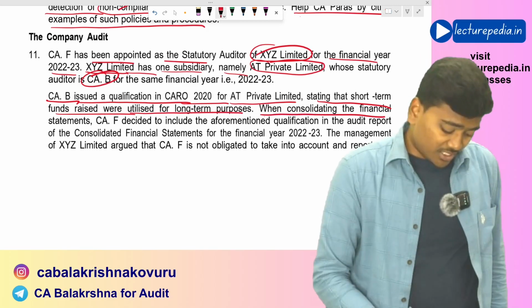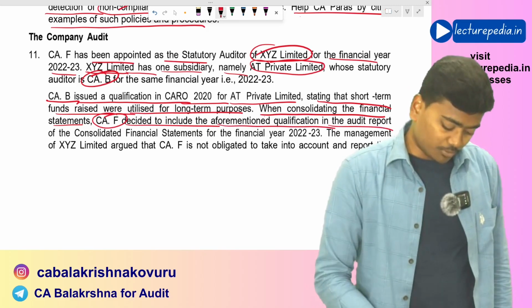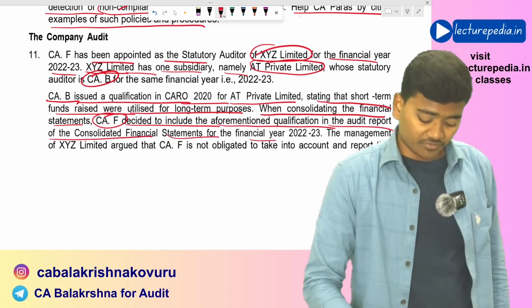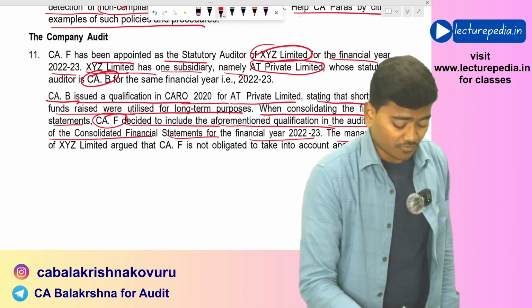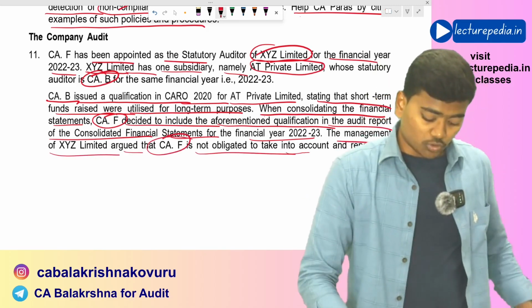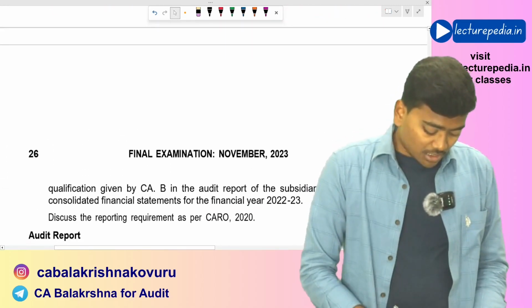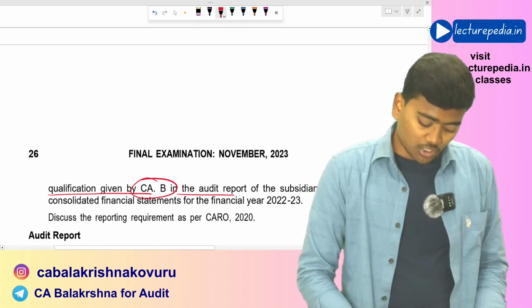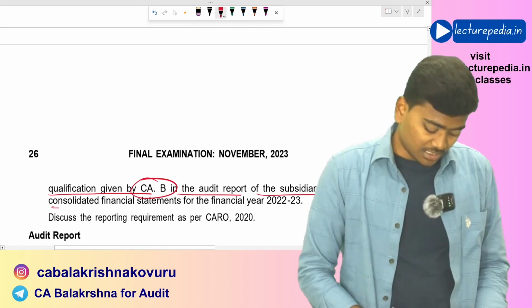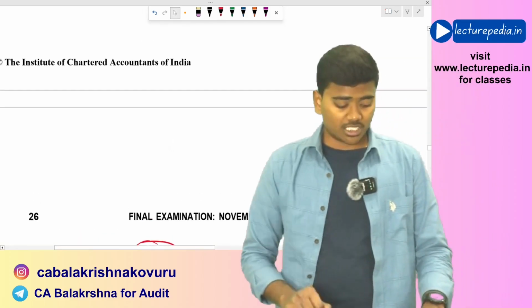When consolidating the financial statements, CAF decided to include the aforementioned qualification in the audit report of the consolidated financial statements for the financial year 22-23. The management of XYZ Limited argued that CAF is not obligated to take into account and report the qualification given by CAB in the audit report of the subsidiary company in the consolidated financial statements for the financial year 22-23. Discuss the reporting requirement as per CARO 2020.